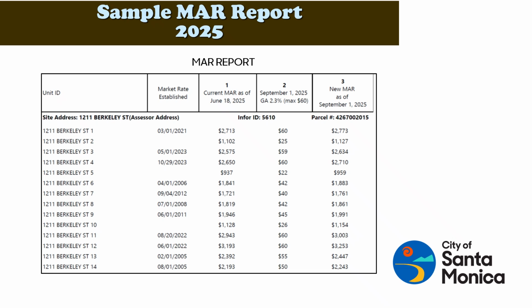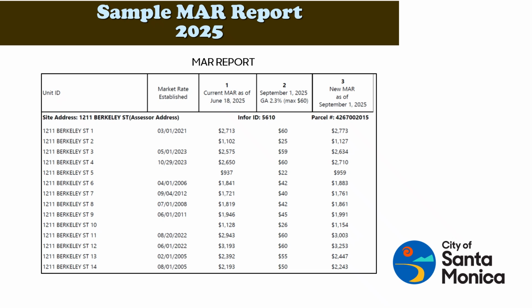This is a sample of the MAR report that you received to guide you in calculating the increases. If you look at the MAR report, each unit will have the current MAR as of June in the column that is numbered 1 at the top. The column that is numbered 1 will always provide information on whether it's a Section 8 tenant or if there is a registration form pending.